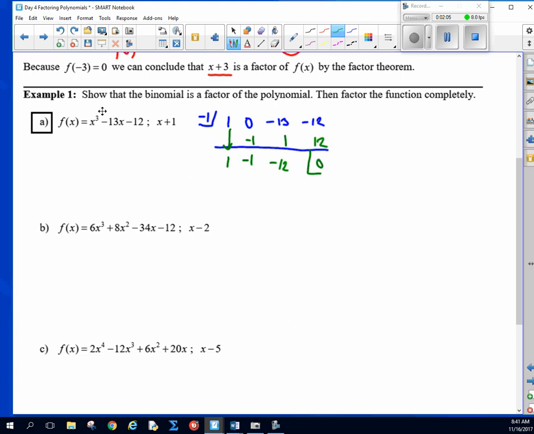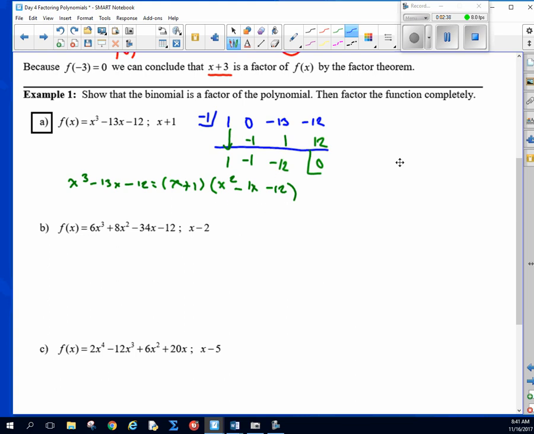I now know, since this was x cubed, that this is 1x squared minus 1x minus 12 times x plus 1, which is equal to my original function, x cubed minus 3x squared minus 13x minus 12. But this is telling me to factor completely. So now I need to take this next part, x squared minus x minus 12, and factor.